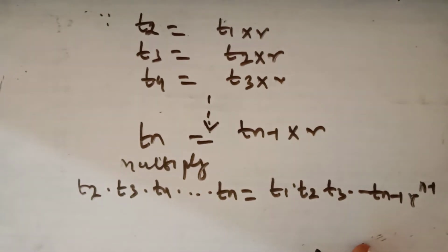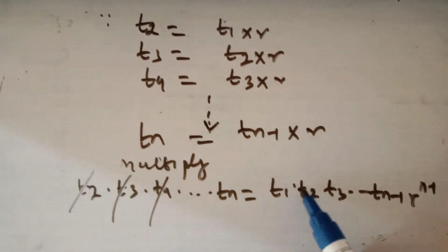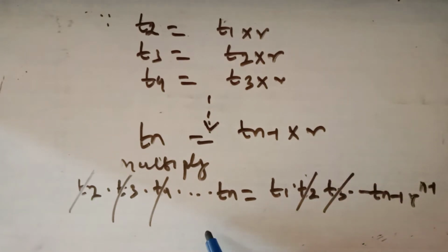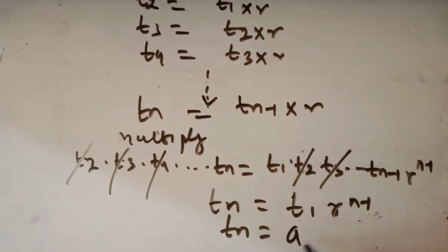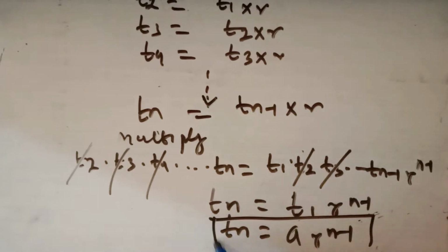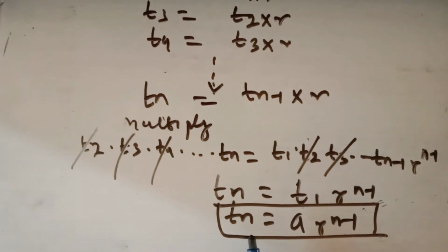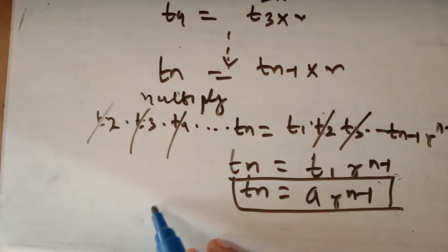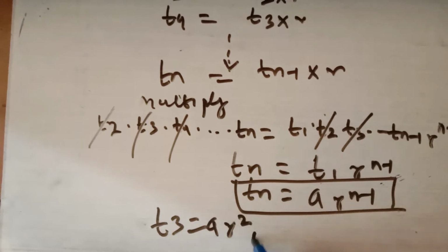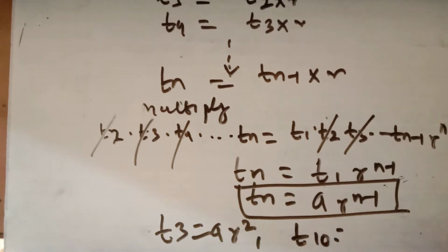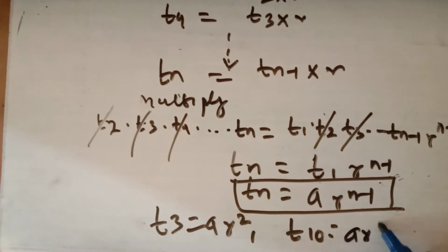Now all these terms will cancel out. These T2, T3, all will cancel out. So you are getting Tn is equal to T1 into r raised to power n minus 1, and because T1 is the first term of the geometric progression, the general term or nth term of a GP is ar raised to power n minus 1. So if you have to find the third term, n will be 3, so ar raised to power 2, and so on. If it is the 10th term, it will be ar raised to power 9. So this is the general term of a geometric progression.